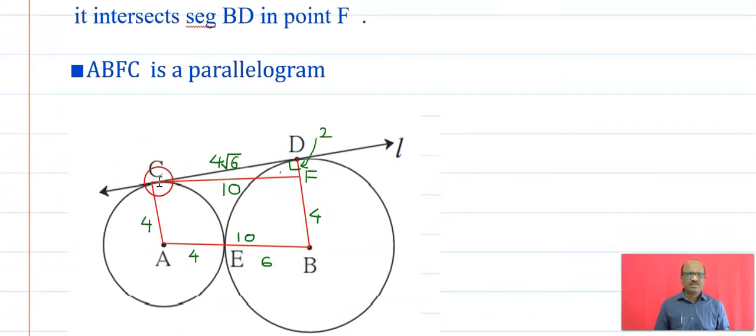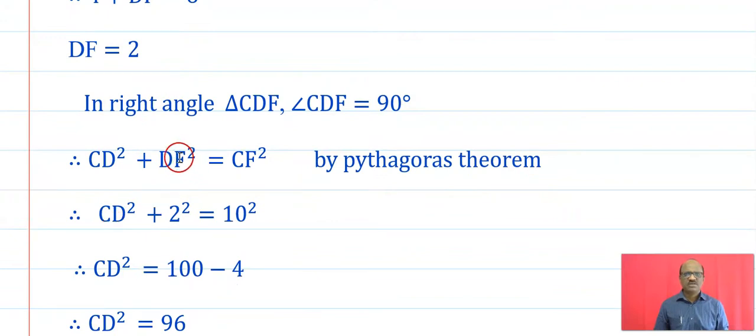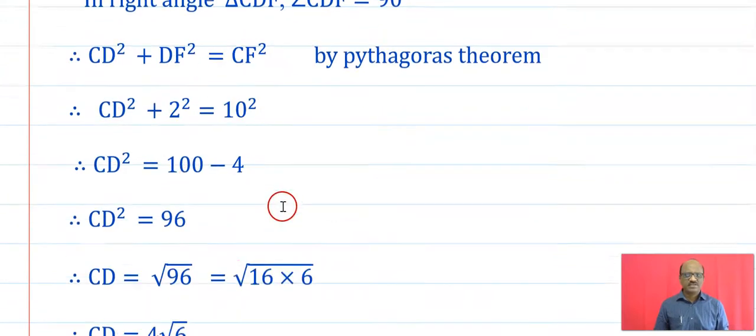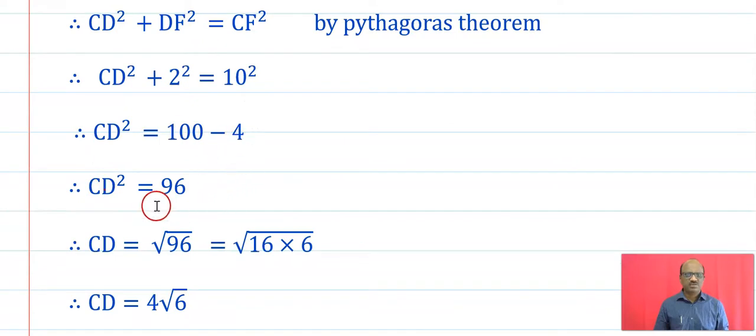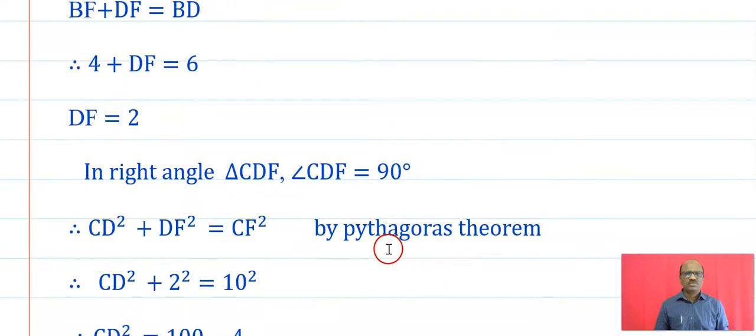CF is the hypotenuse. Therefore, CF square is equal to CD square plus DF square by the Pythagoras theorem. Therefore, CD square plus DF square is equal to CF square. DF is 2 and CF is 10. Therefore, CD square is equal to 100 minus 4, so CD square is equal to 96, and if you take the square root on both sides, then CD is equal to root of 96, and 96 can be written as 16 into 6. What is the square root of 16? It is 4. So 4 root 6. Therefore, the length of CD is equal to 4 root 6 centimeters.